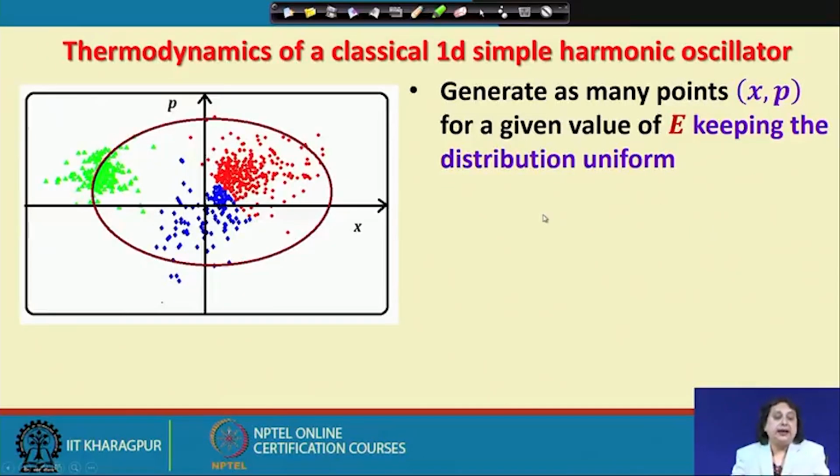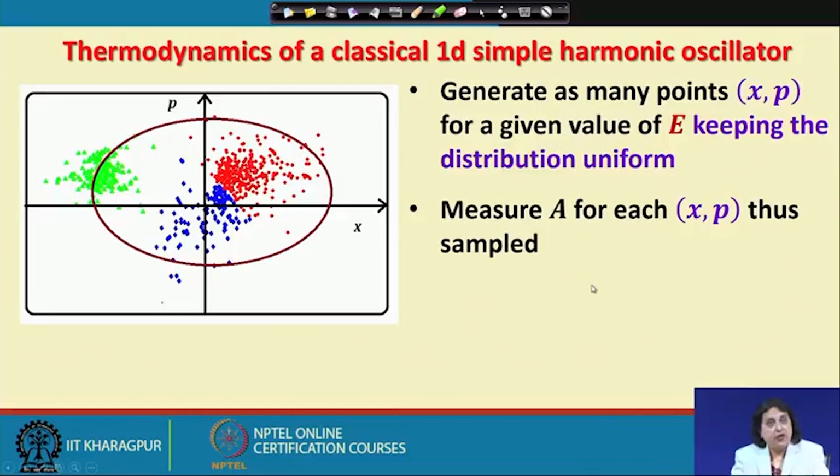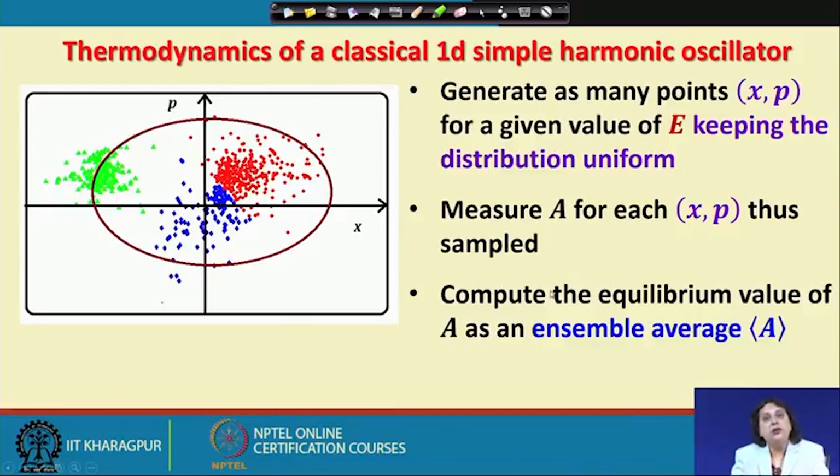Now, if I do that, then I have to make several attempts. Maybe I can use a random number generator and try and see if my x values fall between this and the p values fall between this, and then whether I am exactly on this red curve. Now, once I understand that I am on the red curve, I can calculate A for each of those points present on the red curve and then compute the equilibrium value of A. So, here I am not using any time dependent propagation or anything.